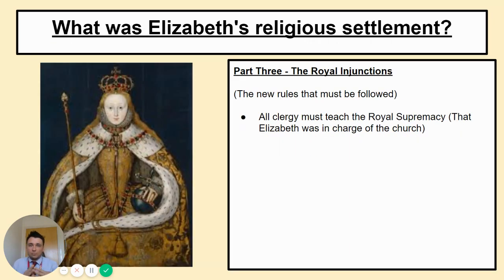The third part is the royal injunctions. And this basically means the new laws that must be followed by everyone. Let's have a look at these one at a time. So the first one is that all clergy, remember that's members of the church, must teach the royal supremacy. And that was that Elizabeth was in charge of the church. They must all have the same message. Everyone must say Elizabeth is in charge.